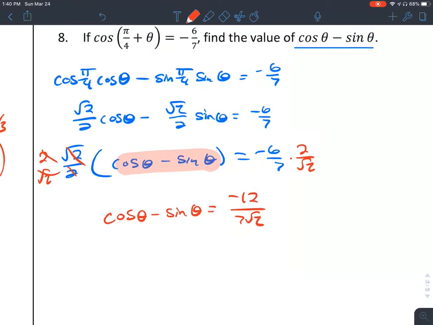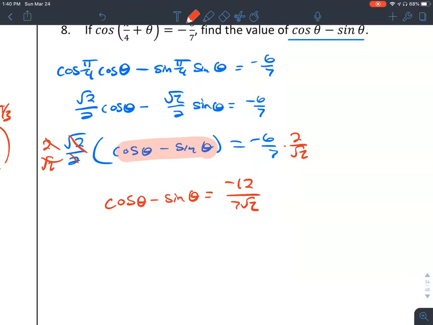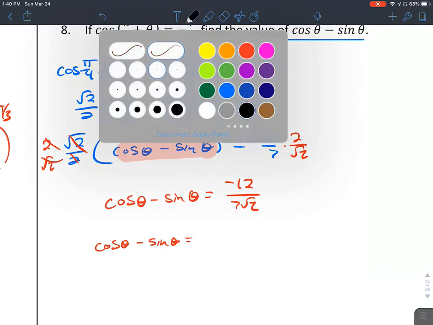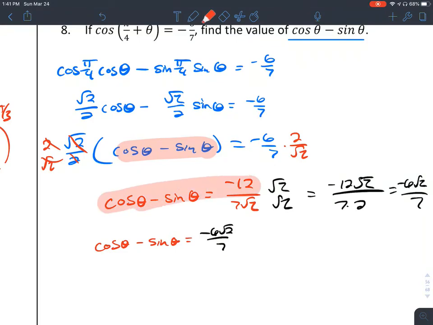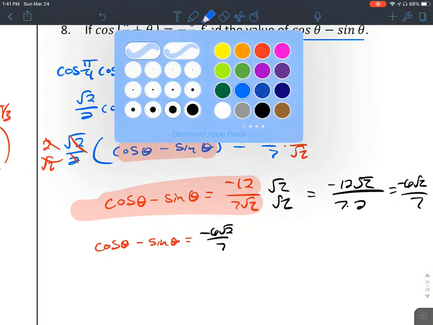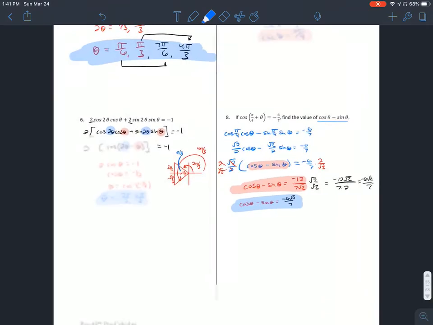You could rationalize your denominator. You're going to find out in AP Calculus, we don't rationalize squat. But I guess we're not there yet. So let's just do this. If I multiply by 1 in the form of square root of 2 over square root of 2, it's going to give me negative 12 square roots of 2 over 7 times 2, which is going to give me negative 6 square roots of 2 over 7. So here's an answer. Here's a more conventionally accepted version of the answer.